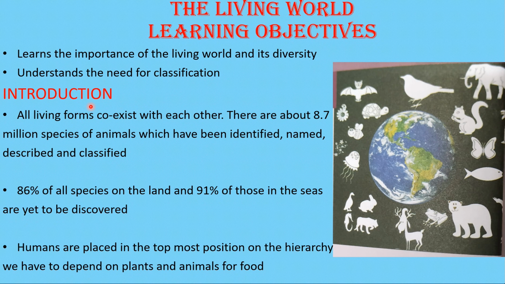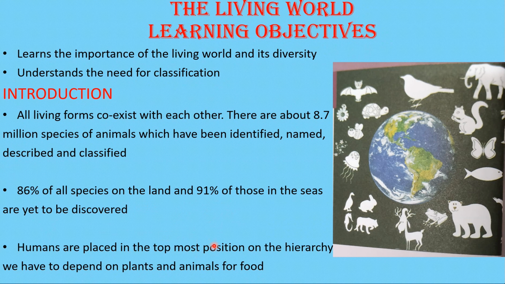So about this living world, an introduction part: all living organisms live on the earth, they coexist with each other. Coexist means they depend on each other and they live together. There are about 8.7 million species of animals that have been identified, named, described and classified. How many million species of animals were identified? 8.7 million species of animals were identified and names were also given to them. It is about 86% of all the species on the land, that is terrestrial animals, and 91% of the animals living in the seas are not yet discovered. So what we have named and identified is very little only. There are vast varieties of animals, living on the land as well as in the sea.